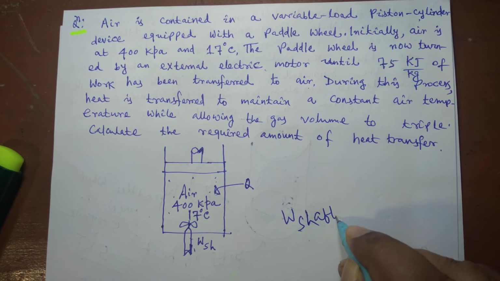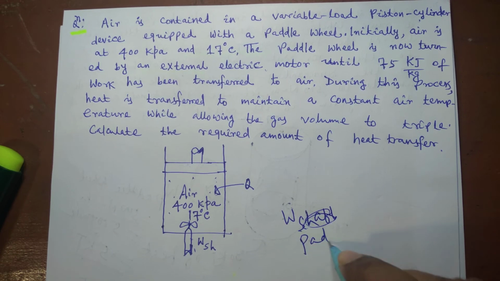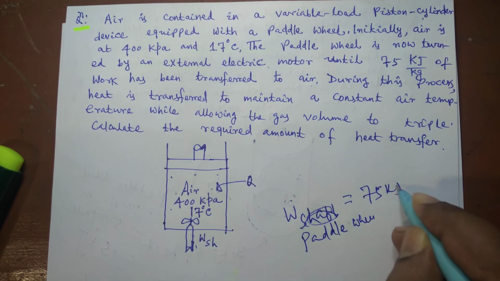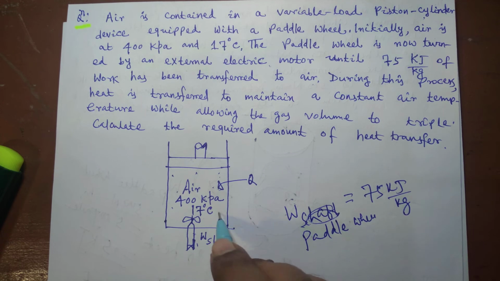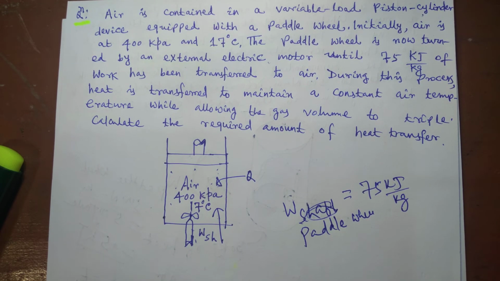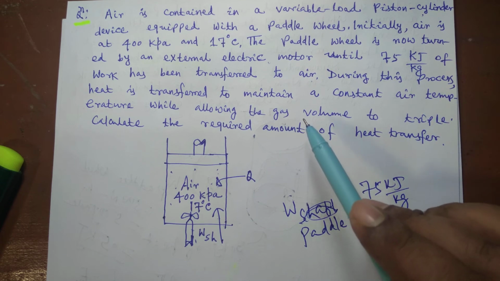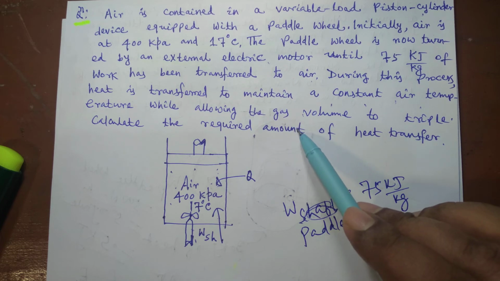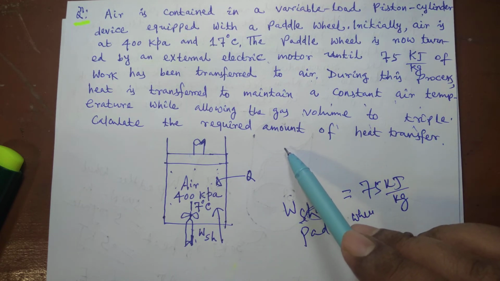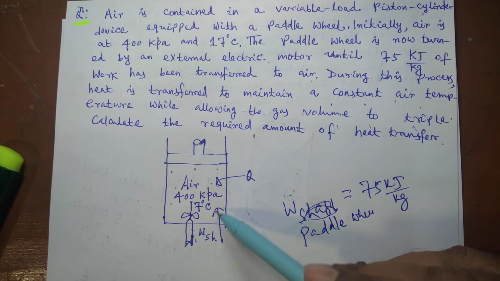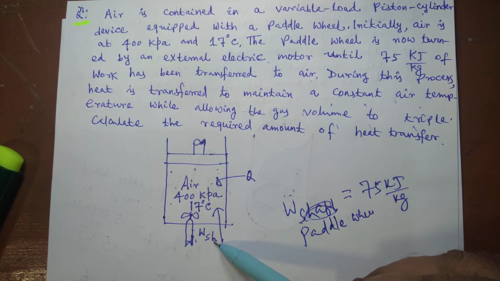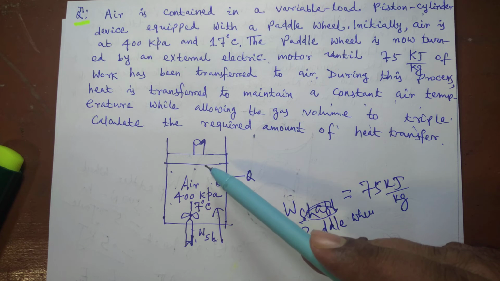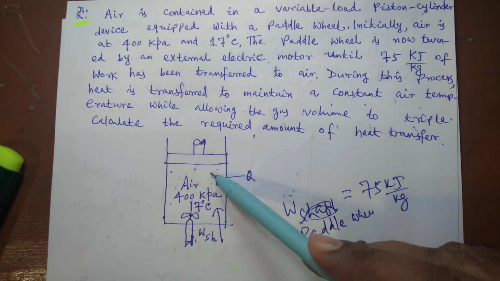So paddle wheel work, this is the paddle wheel work given to be 75 kilojoule per kg. This is a work input, and then during this process heat is transferred to maintain a constant air temperature while allowing the gas volume to triple. When work is done on the system at the same time, this is the steering work or paddle wheel work that is given to the system, and the system expands with its volume becoming 3 times that of initial volume.